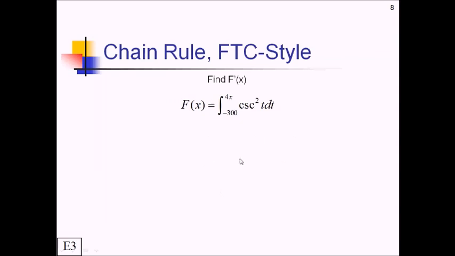Here's another example in the same vein. Pause the video, give it a shot. All right, so since we have the derivative of an integral, we're just going to replace the t in here with 4x. So we're going to have cosecant squared of 4x. But since 4x has a derivative other than 1, we're going to multiply by that tail of 4. So then 4 cosecant squared of 4x is our final answer.